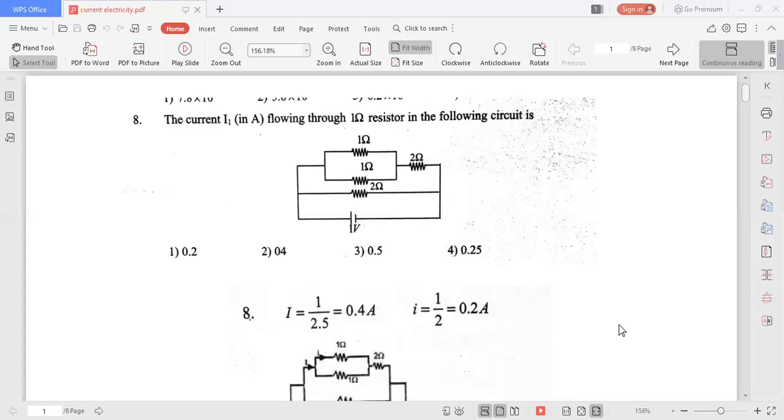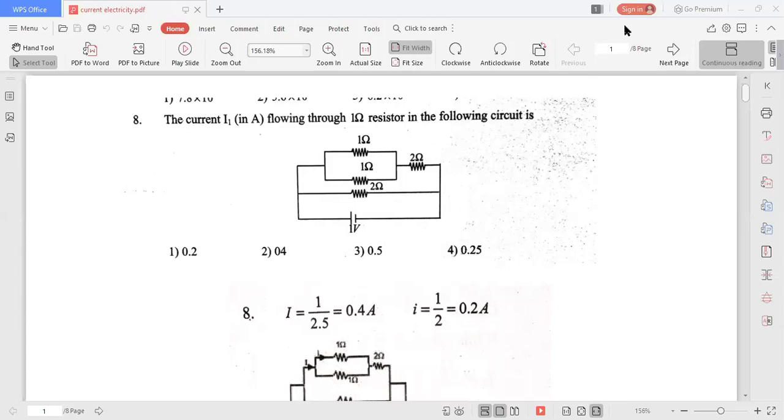Okay, so you see the 8th problem. Here, the current I1 in ampere flowing through the 1 ohm resistor in the following circuit. That means in the following circuit, there are two 1 ohm resistors. Through any one of the 1 ohm resistors, what is the current passing through them? Because both you will get same only. That's why we have to find what is the current passing through any one of the 1 ohm resistors. Okay, so I think you have seen the question.